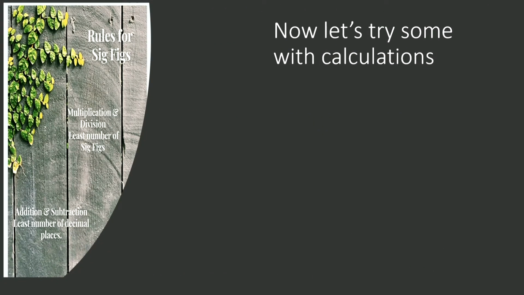So let's try some calculations as they relate to significant figures. On the left-hand side here, I have the two rules. For multiplication and division, our answer will be based on the least number of significant figures that is given in the question. When we're looking at addition and subtraction, we're going to base it on the least number of decimal places that's given in our calculation.